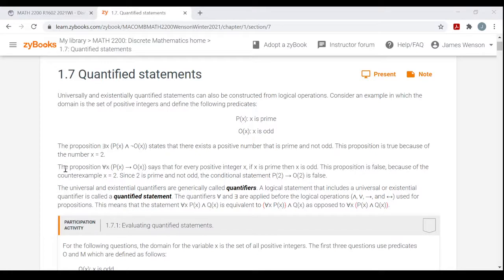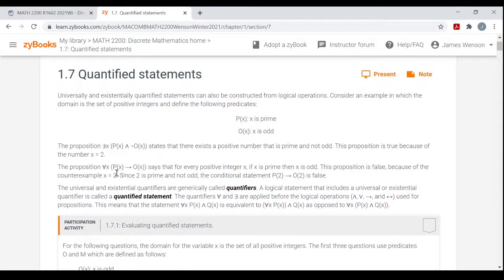Some other examples here. The proposition, for every x. Remember this upside down A means for every or for all. Means every domain value, every positive integer satisfies the following statement. If the integer is prime, then the integer is odd. All right. This is an implication. Says that for every positive integer x, if x is prime, then x is odd. This is false because of 2, right?